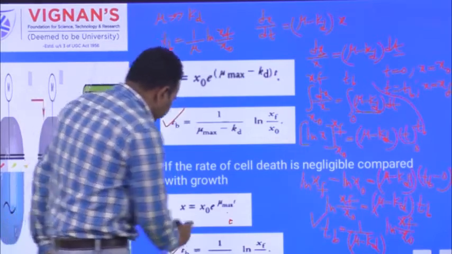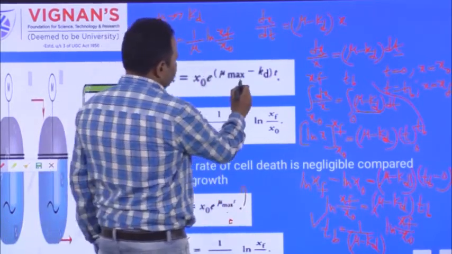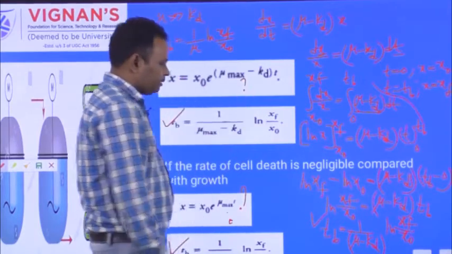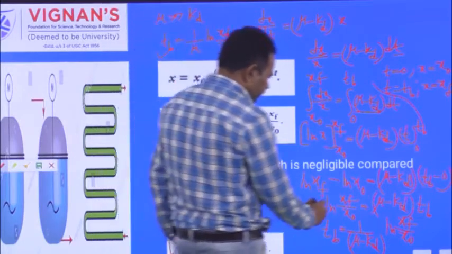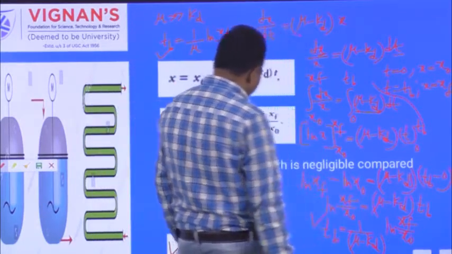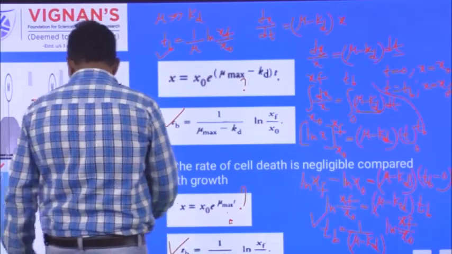And what about these equations? x is equal to x naught into e to the power of mu max t, and x is equal to x naught into these equations. How can you obtain these equations? After obtaining ln xf by x naught equal to mu minus kd into tb, here you can find out the other equations also.